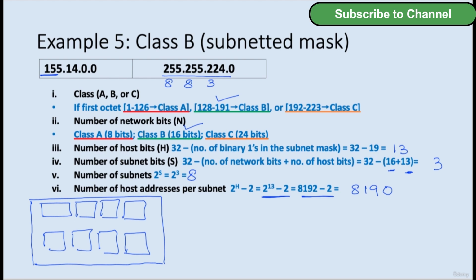These calculations tell us that in the network 155.14.0.0 with this subnet mask 255.255.224.0, 8 subnets are present, and each of the 8 subnets can have maximum 8190 hosts.